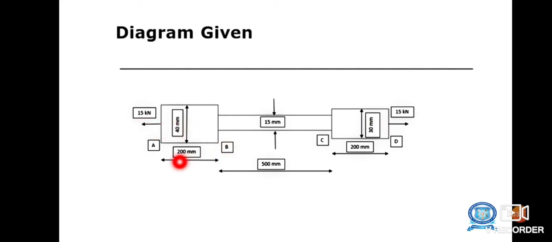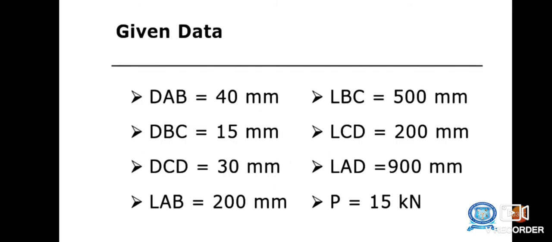Okay. Then the length of section AB is 200 mm. Length of section BC is 500 mm. Length of section CD is 200 mm. That is the data of the diagram. Next we write the given data. So what are the data? You can understand the problem and diagram, and you can write the data.